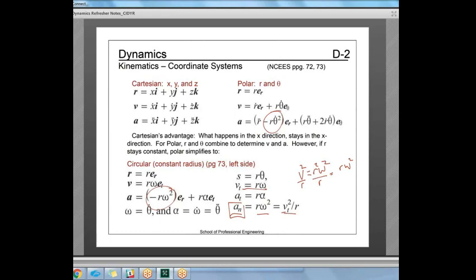V squared over R then becomes R squared over omega squared over R, or R omega squared. So V squared over R is the same as R omega squared. So if I give you a velocity in meters per second and I ask you for centripetal acceleration, you use V squared over R. If I give you a velocity in radians per second, then you're going to use R omega squared. So just follow the units.